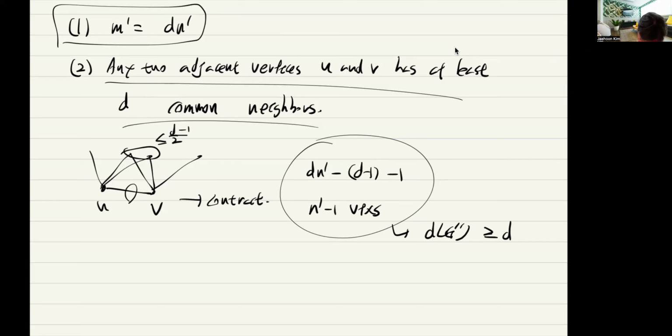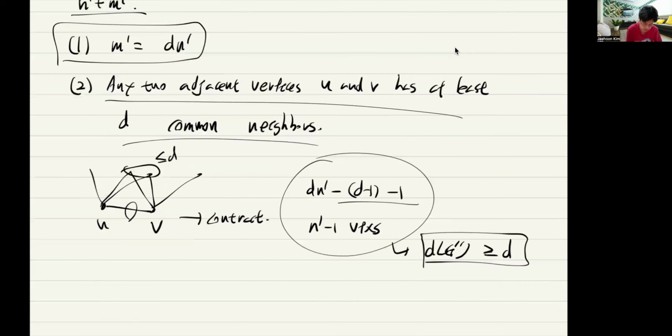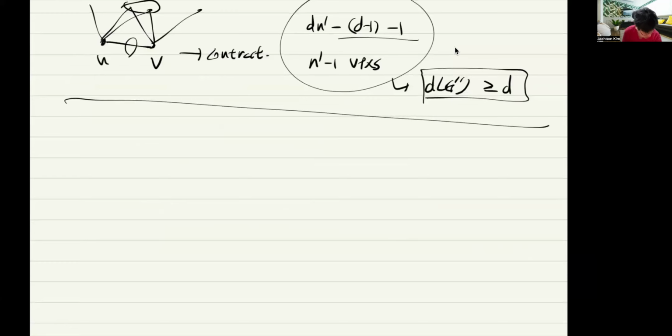Let's try it this way. So every degree, I was a bit confused. The number of edges is D n prime. I mean, the average degree is 2D. And then if this is smaller than D, then the number of deleted edges here. So every degree that leaves D, and then both n prime and m prime decrease. So this falls. Okay.